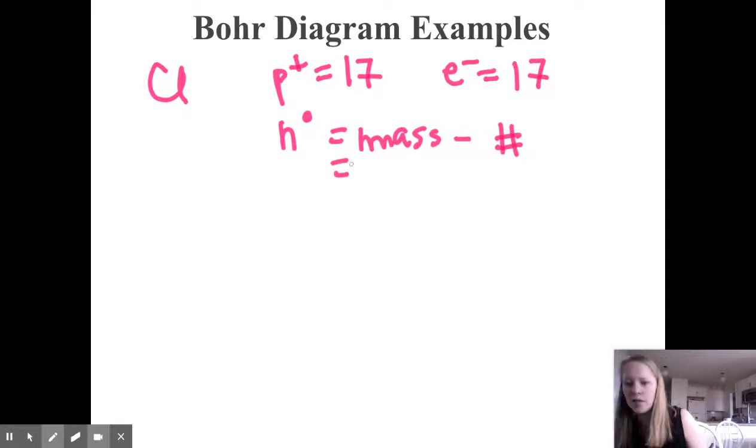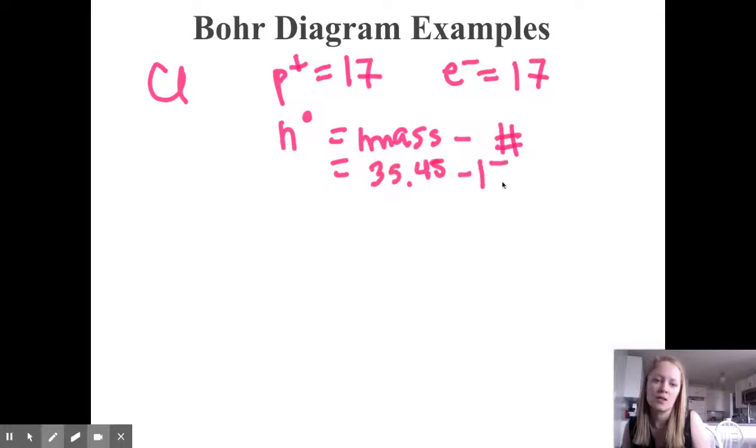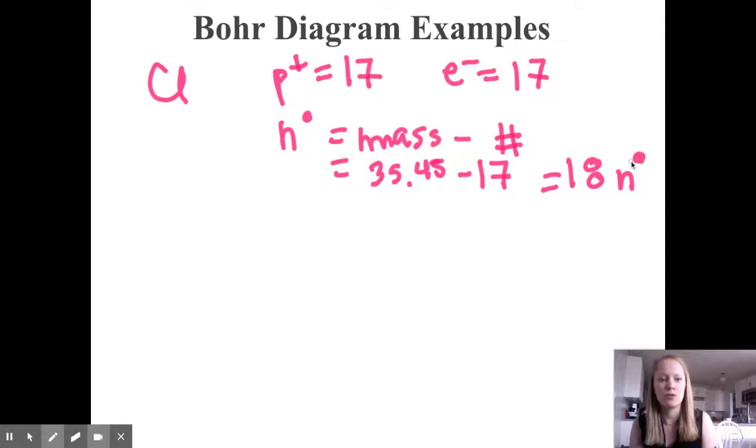In this case, chlorine's mass is 35.45, last time I checked, yep. 35.45 minus 17. Now remember, I have to round this atomic mass. 35.45 does not round up, it stays as 35. So 35 minus 17, and I should get 18 neutrons. Okay, now let's draw our Bohr diagram.